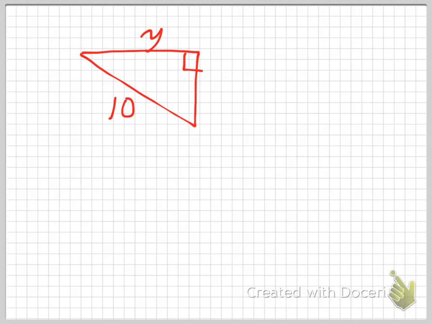Let's show you another one. What if I have a triangle like this? It's different looking, and I have 10, y and 6. Are you watching? Okay, 10, y and 6. What is the Pythagorean theorem? A squared plus b squared equals c squared. You have to memorize that.